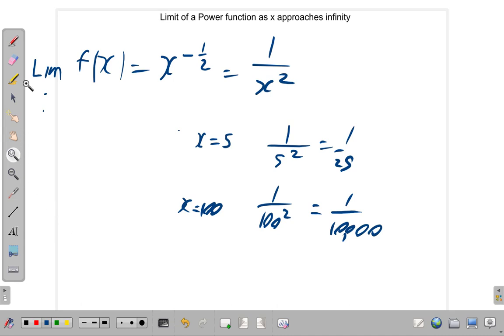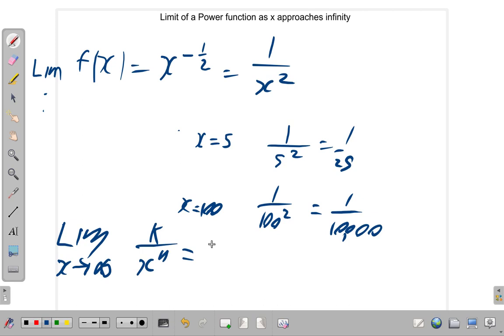So now, what we can say is that the limit as x tends to infinity of a number k over x to the n is equal to 0. It doesn't make sense to say positive 0 or negative 0. The answer approaches 0. The limit approaches 0 as x increases.